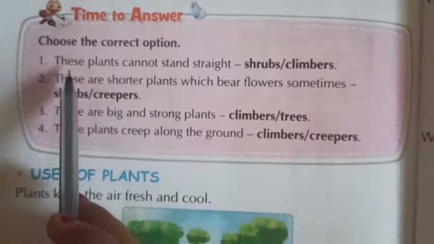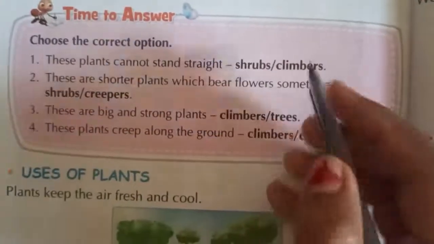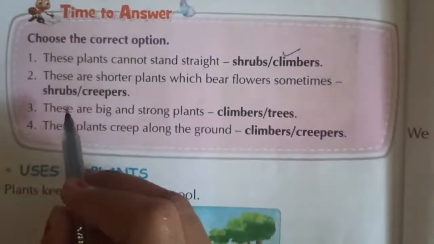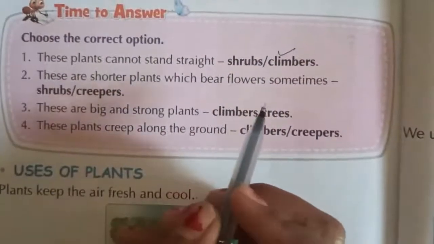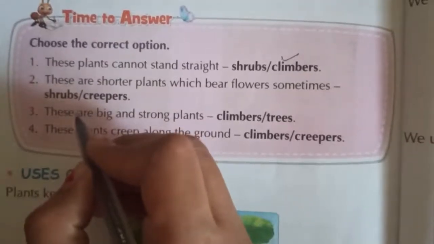Okay. First one. These plants cannot stand straight. Who cannot stand? Shrubs or climber? Climber. So take the climber. Next. These are short plants which bear flowers sometimes. Who bears a flower?